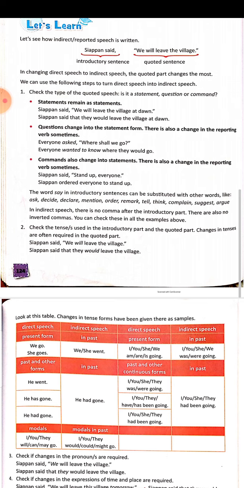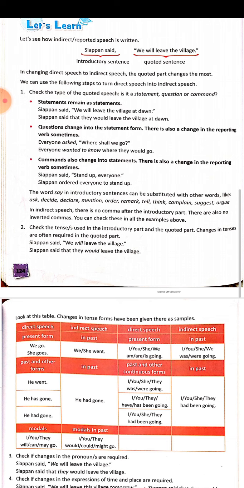In indirect speech, there is no comma after the introductory part. There are also no inverted commas. You can check this in all the examples above. So, in indirect speech, we will not give any comma and we will not give inverted commas. We have to change the statement like that. Okay? And we will not put this comma and inverted comma. Check the tenses used in the introductory part and the quoted part.